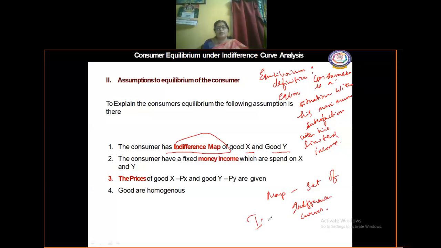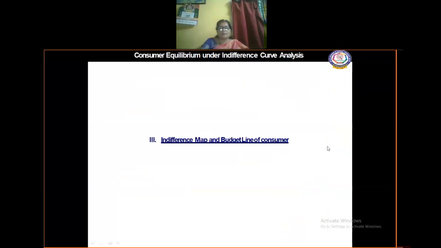like IC1, IC2, IC3, etc. Now, the consumer has a fixed money income. That is one assumption, which is spent on X and Y. The prices of good X, PX, and good Y, PY are given, and the goods are homogeneous. Now, the indifference map and budget line of a consumer.